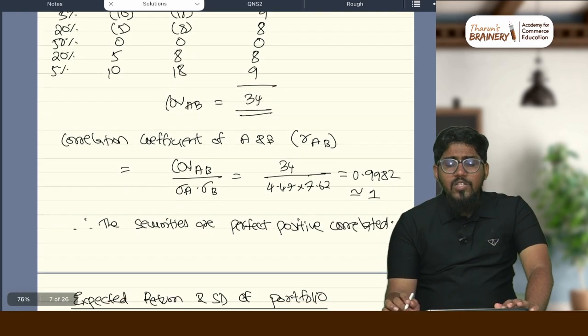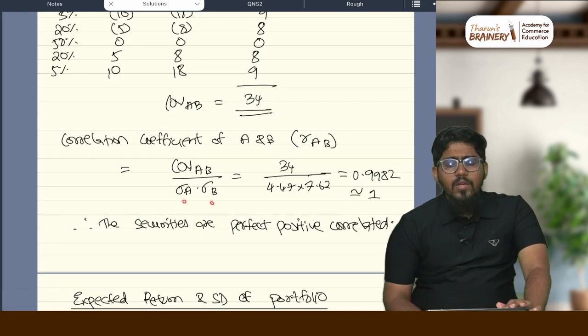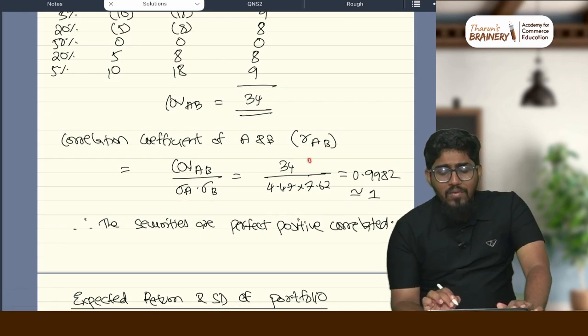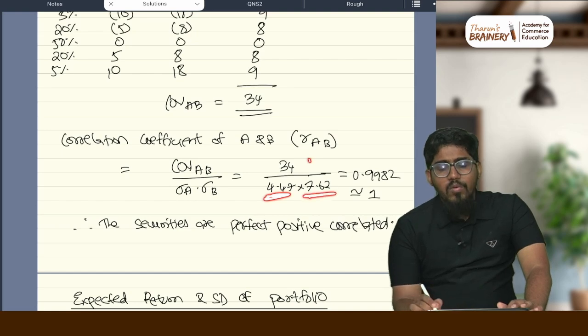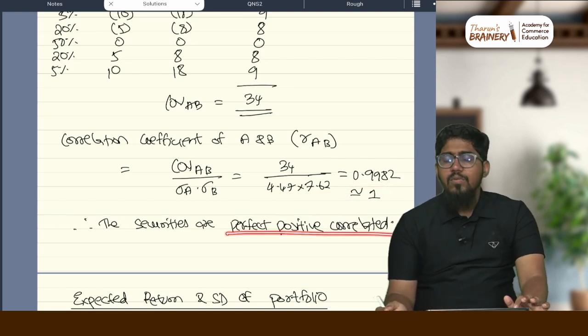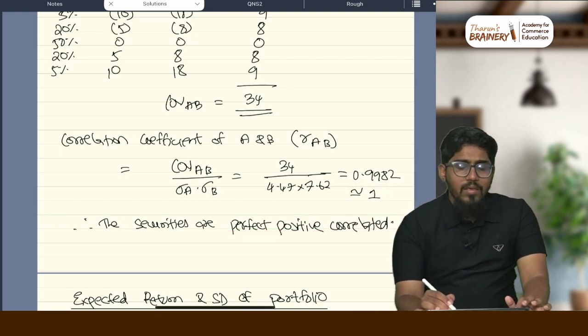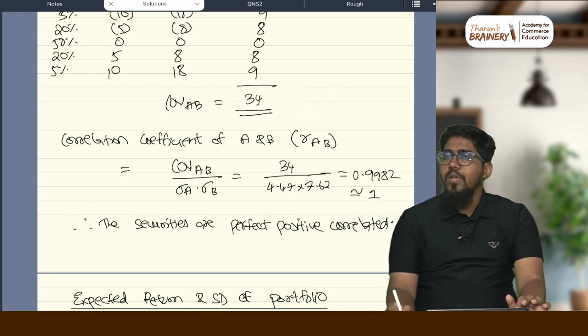Sir, what is correlation coefficient, sir? Covariance of AB divided by standard deviation of A into standard deviation of B. So 34 divided by 4.47 into 7.62, which is equal to 0.9982, which is equal to 1. So which means the securities are perfectly positively correlated. If my R is equal to 1, it is called perfect positive correlation.